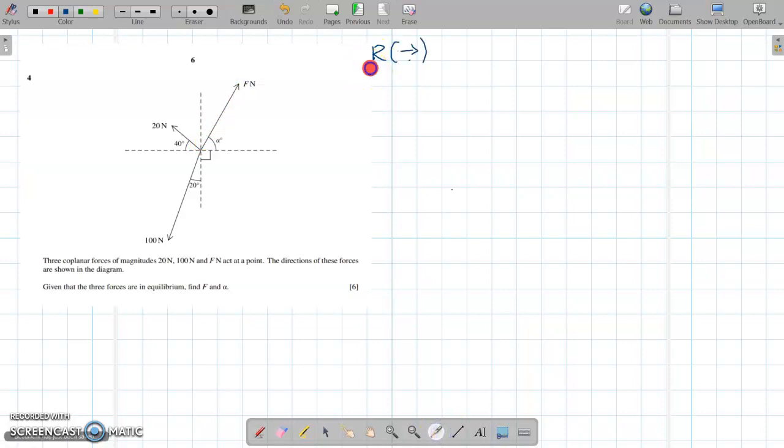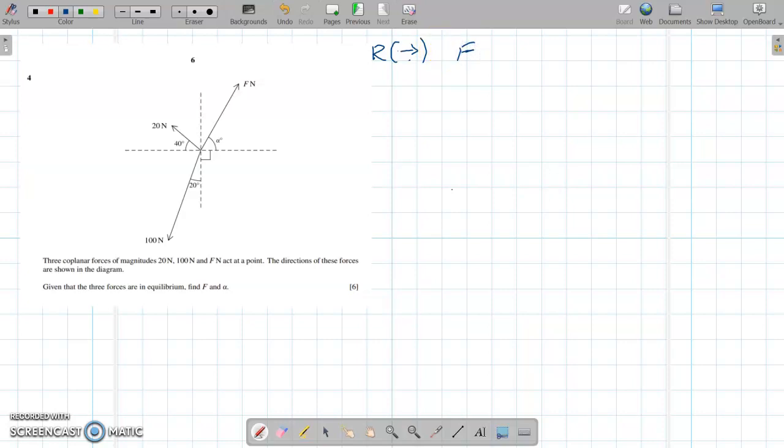Right, we're going to resolve horizontally to the right. Okay, so the total resultant force to the right is zero, or we can say the total forces to the right equal the total forces to the left. That's what we're going to do. So we've got three forces. F is definitely going to the right, has a component going to the right. The 20 newtons has a component going to the left, and the 100 newtons has a component going to the left. Okay, well, let's do the F first.